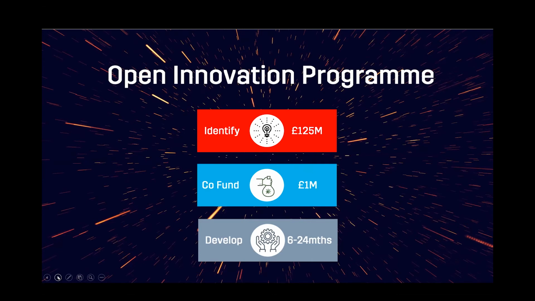As part of this Open Innovation Call, we are going to co-fund up to £1 million, and we will bring interest rate support in with that as well. So there's a significant amount of funding available for those who have ideas they want to bring to the market. And we're looking for projects that can be developed within the next 6 to 24 months. So we're really in the fix-it-today type agenda.